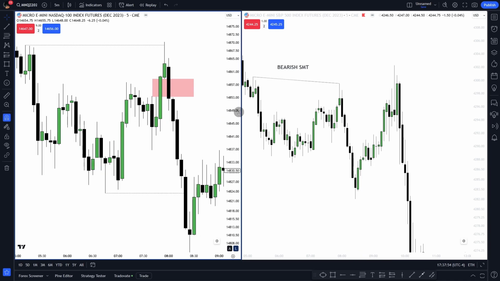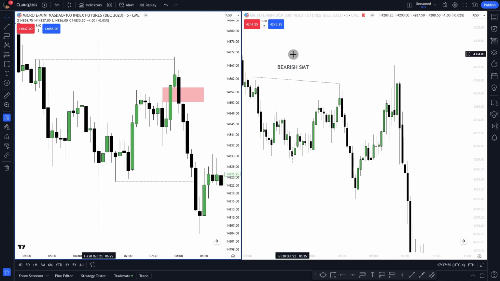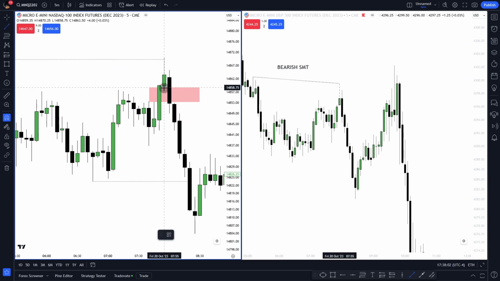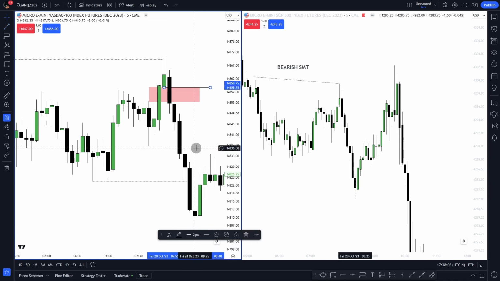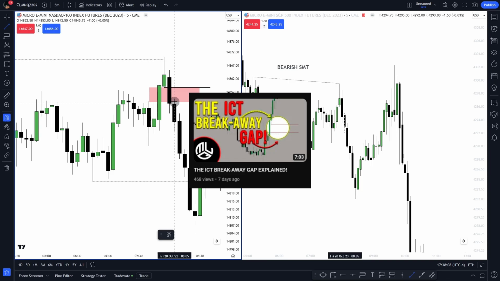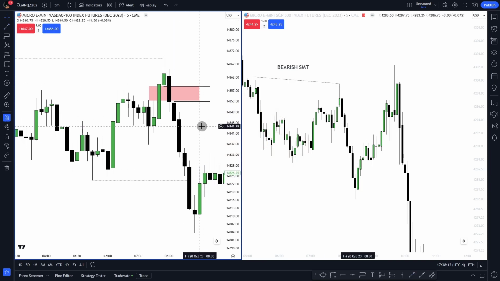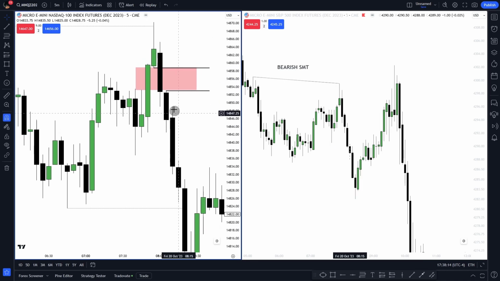And because, as I said, the SMT usually happens before a significant price move, I expected this gap to act as a breakaway gap, which I, by the way, also have a video on, if you want to check that out. I expected this gap to act as a breakaway gap, and that is why I placed my entry right here as soon as we closed outside the bullish fair value gap, violating it.